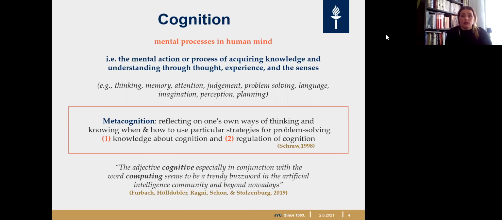So this is cognition. And then we also have this related concept that is really important, especially in terms of decision making, and it's metacognition. It means how one reflects on one's ways of thinking and knowing, and how to use a particular strategy for problem solving or decision making. And it can be divided into 2 components. It's about your own knowledge about your own cognitive processes, and then the regulation of cognition.